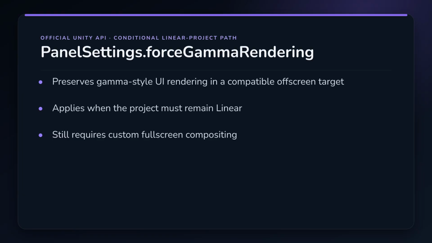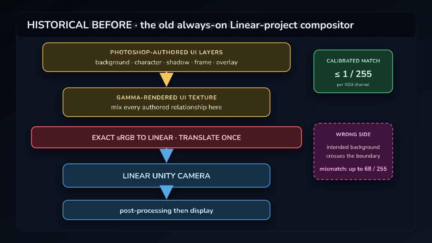Unity provides a panel settings option called Force Gamma Rendering for UI Toolkit in a linear project. Unity documents it as part of an off-screen texture and custom compositing workflow. We connected that supported behavior to the universal render pipeline. The UI layers blended together in the off-screen target. We then combined the completed UI with the linear camera image before post-processing. This also let high dynamic range UI pixels reach Unity's bloom effect, which spreads a glow around bright pixels.